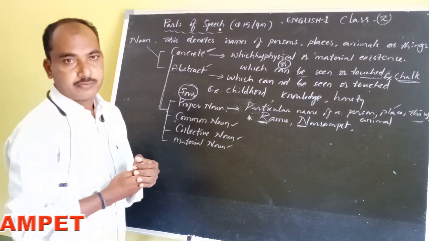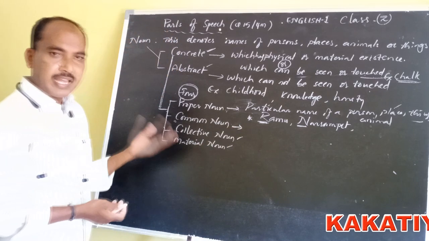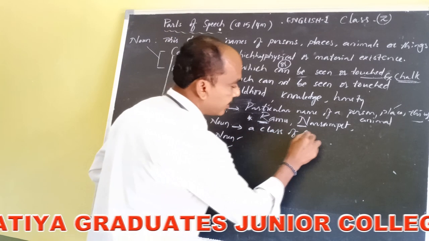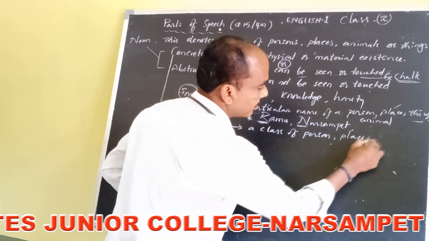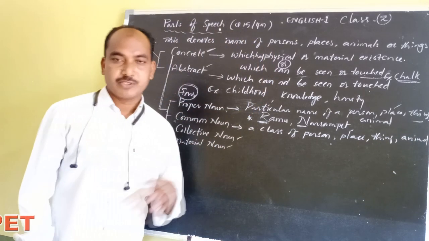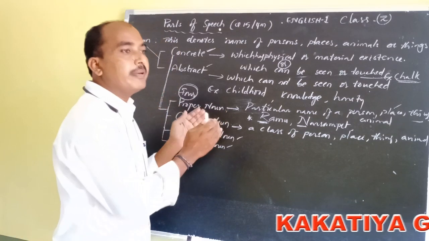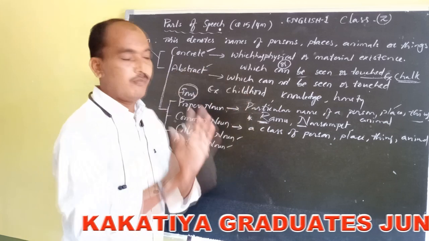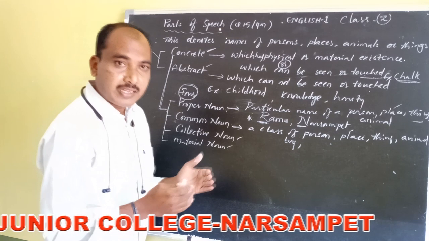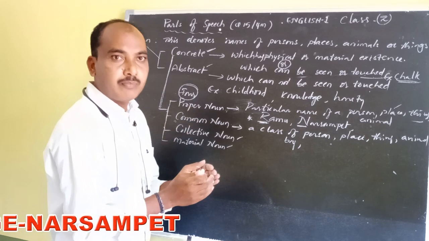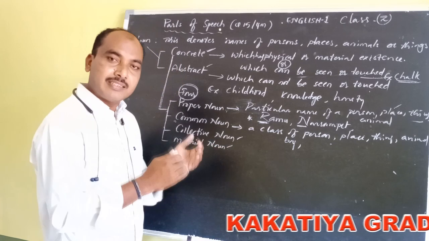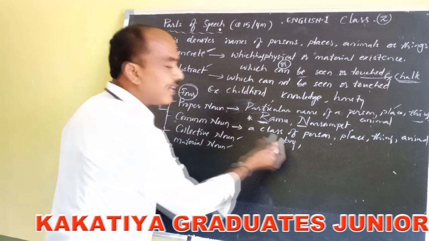And the next one, common noun. A common noun is a name used very commonly. It denotes a class of person, place, thing, animal. That means the noun is suitable for all. For example, boy. Everyone is called a boy. The word boy is not a particular name. Ramu is a boy. Gopi is a boy. Geeta is a girl. Sita is a girl. We use this word commonly for all.